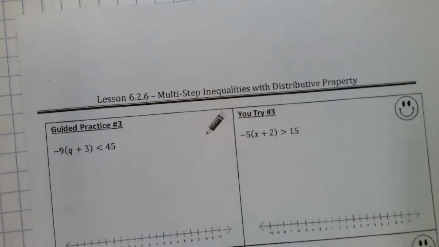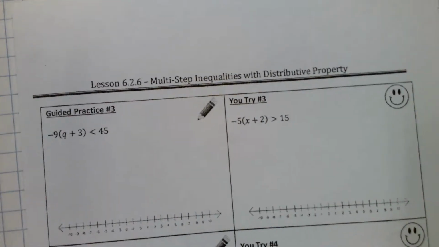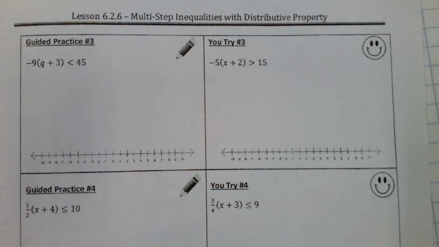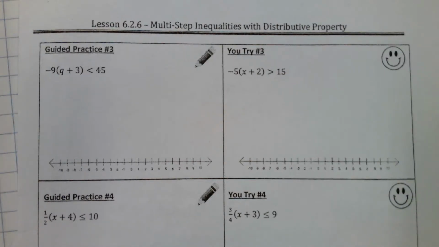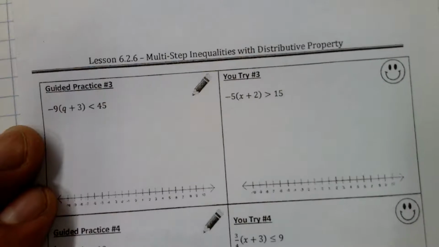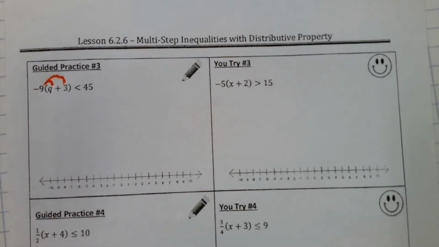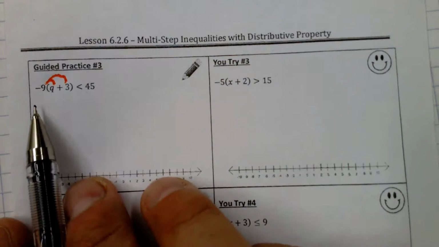Okay. Let's try something over here. Ooh, looks like we're going to distribute. So here we can distribute, and let's do that. We're going to distribute the negative 9. Remembering, this means we're going to multiply. We multiply negative 9 times q. What do we get, you guys? Negative 9q. And then negative times a positive is minus 27, less than 45.